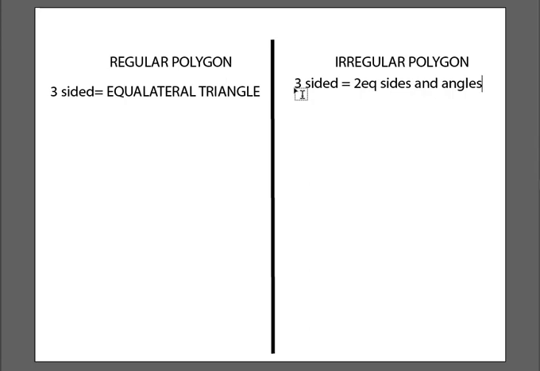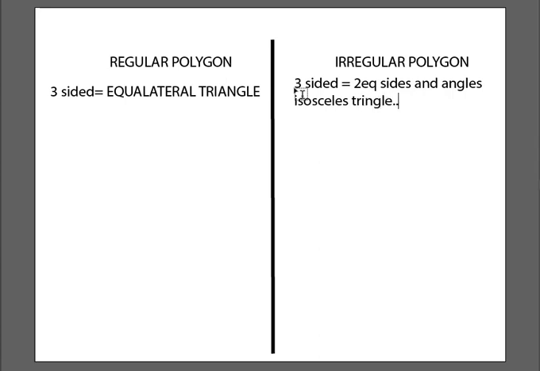Since you have had your time to answer that, I'm going to answer for you now. An irregular polygon that has got three sides, with two equal sides and two equal angles, is known as an isosceles triangle.